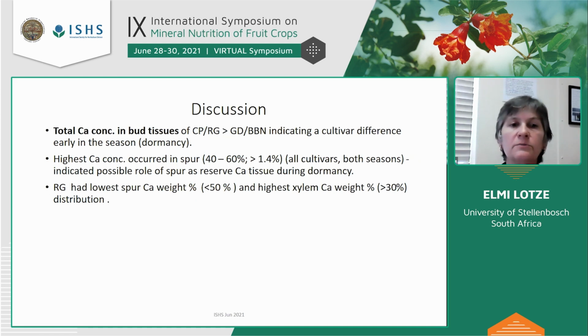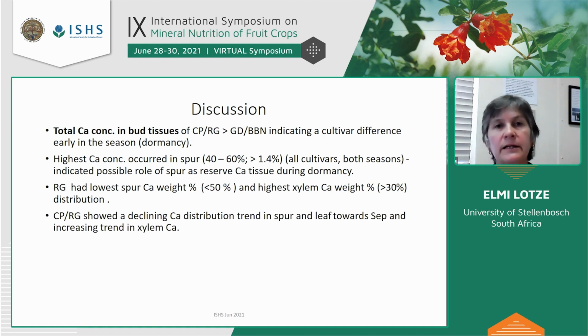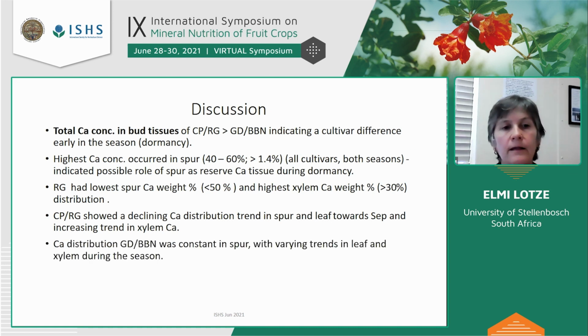Royal Gala had the lowest spur calcium weight percentage of less than 40%, and also the highest calcium weight percentage of more than 30% as far as distribution was concerned. Crips Pink and Royal Gala showed a declining calcium distribution trend in the spur and the leaf towards September, and this was mirrored by an increasing trend in the xylem calcium. The calcium distribution of the Golden Delicious and the Brabant was constant in the spur, with varying trends in the leaf and the xylem during the season.